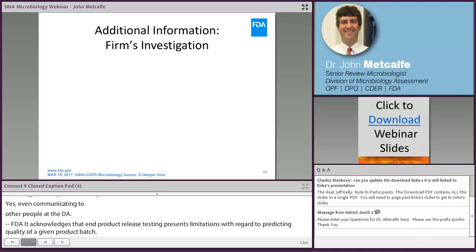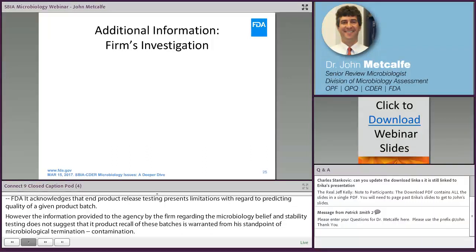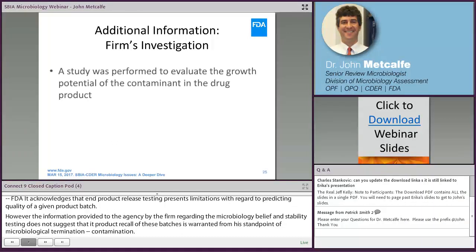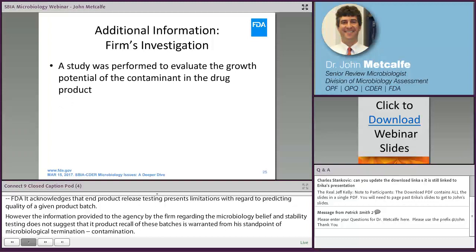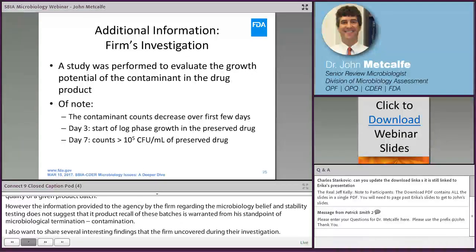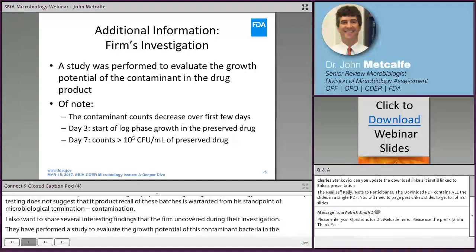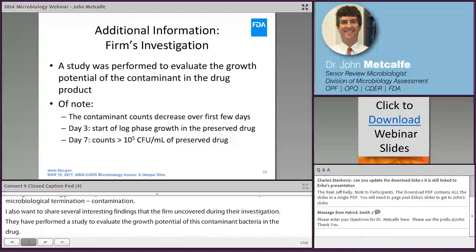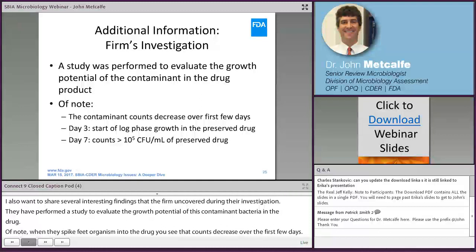I also wanted to share several interesting findings that the firm uncovered during their investigation. They performed a study to evaluate the growth potential of this contaminating bacterium in the drug. Of note, when they spike the organism into the drug, you see that the counts decrease over the first few days. On day 3, the organism begins to grow in log phase. By day 7, counts are up above 10 to the 5 CFUs per ml.